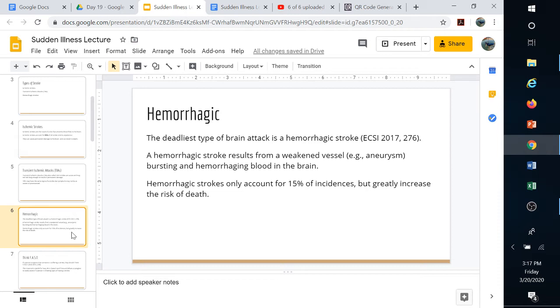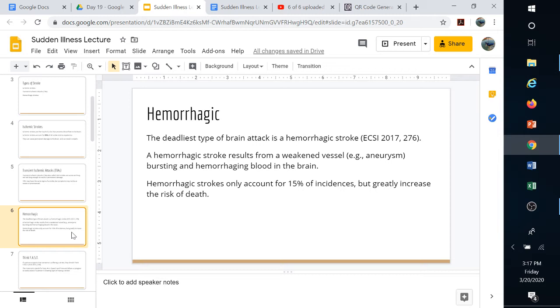An aneurysm could be just a ballooning of a vessel that hasn't ruptured. So you have a weakened area in a vessel. Now when it ruptures, that's going to cause a hemorrhagic stroke if that vessel is in the brain.